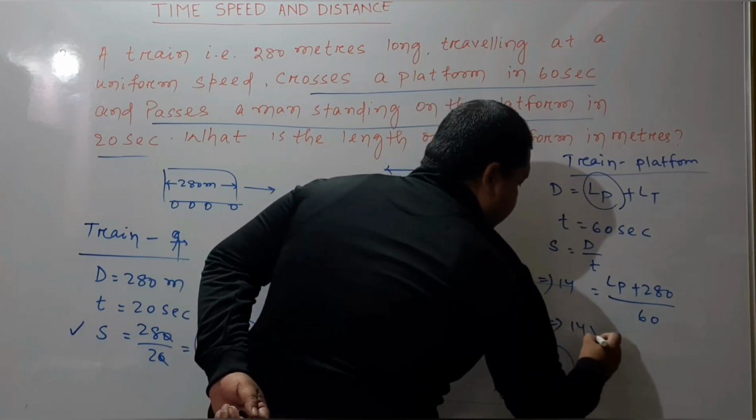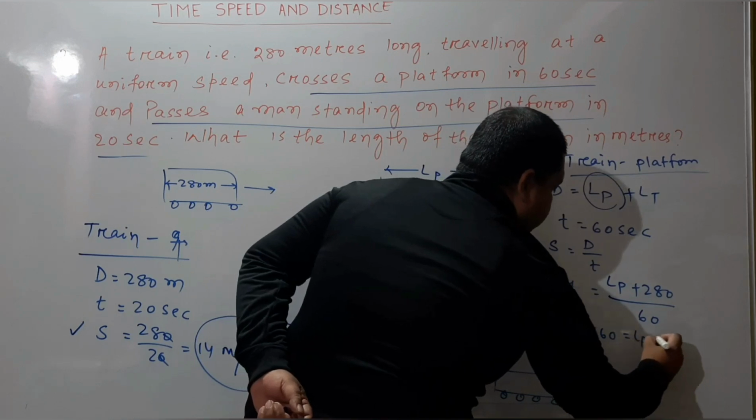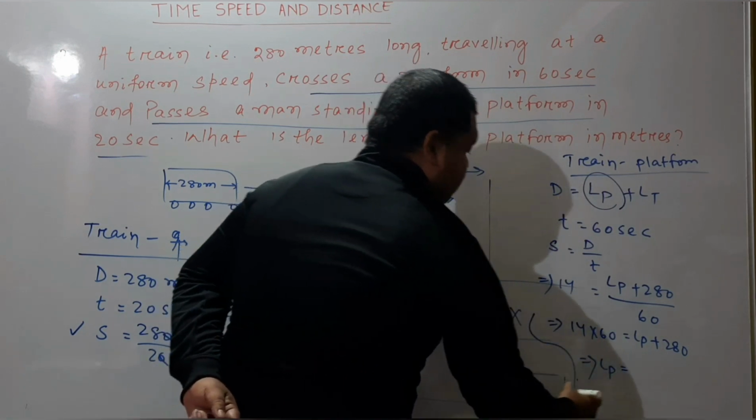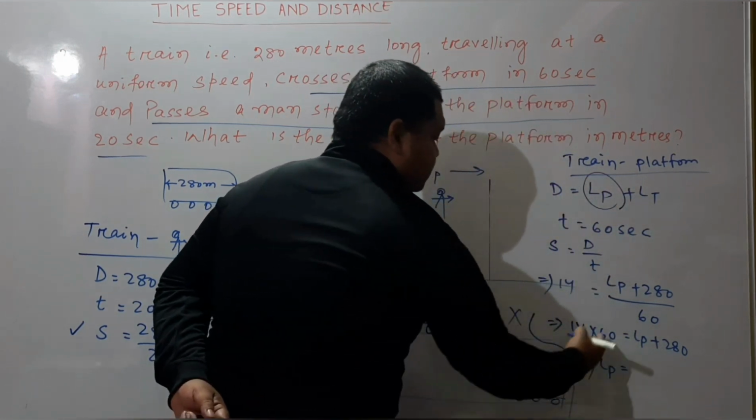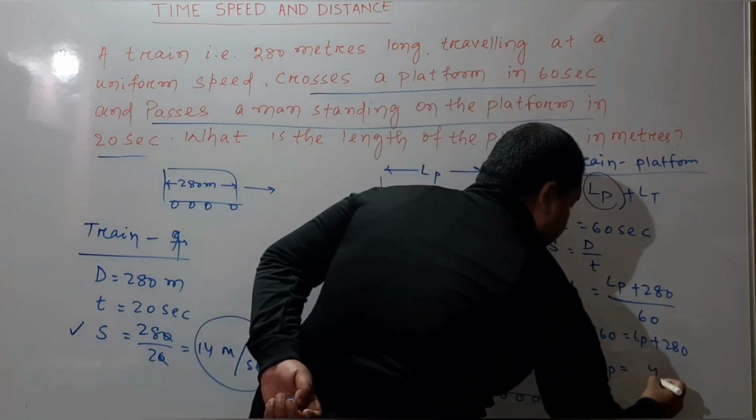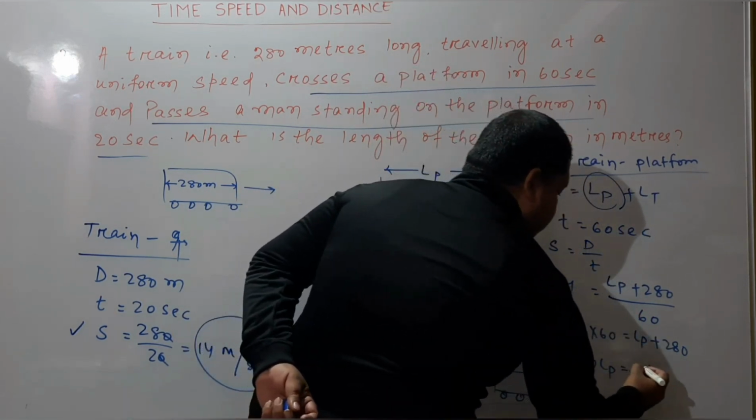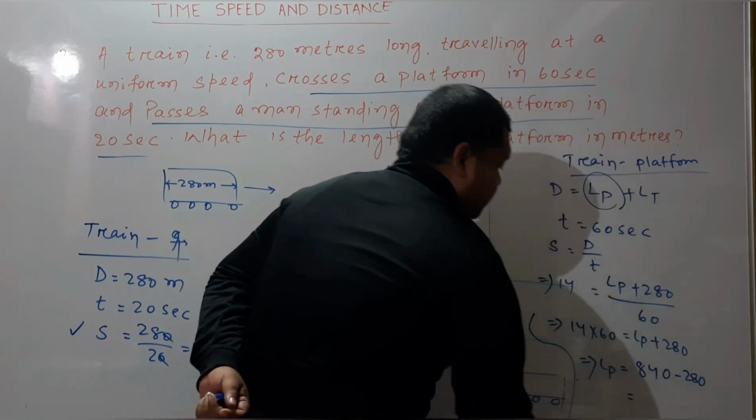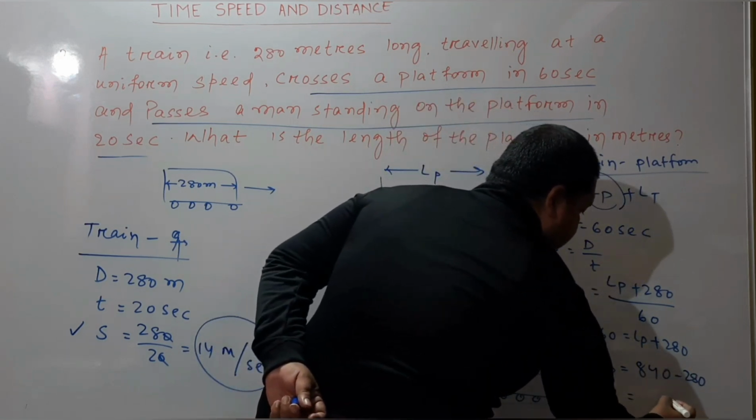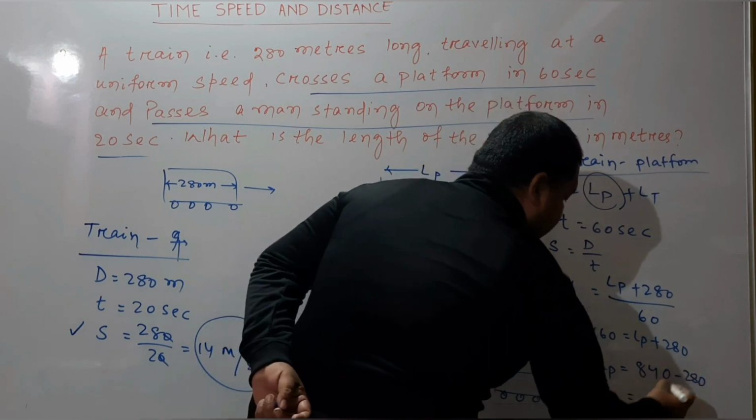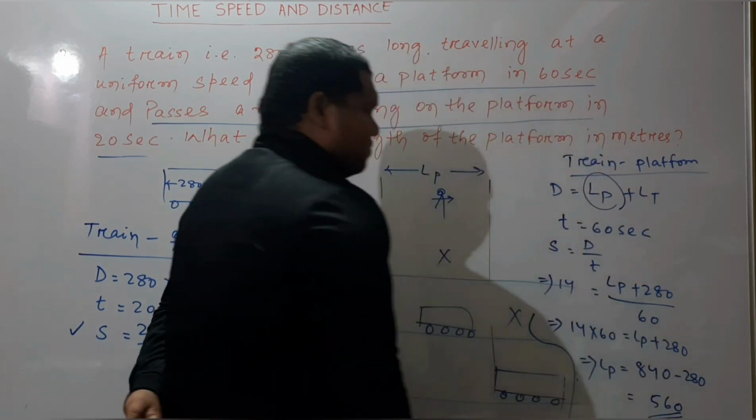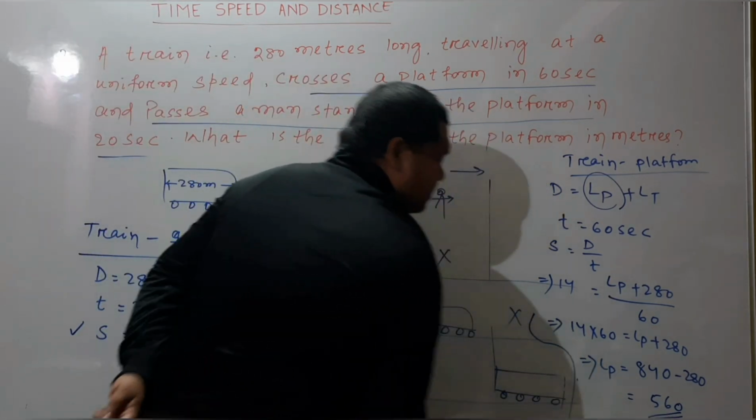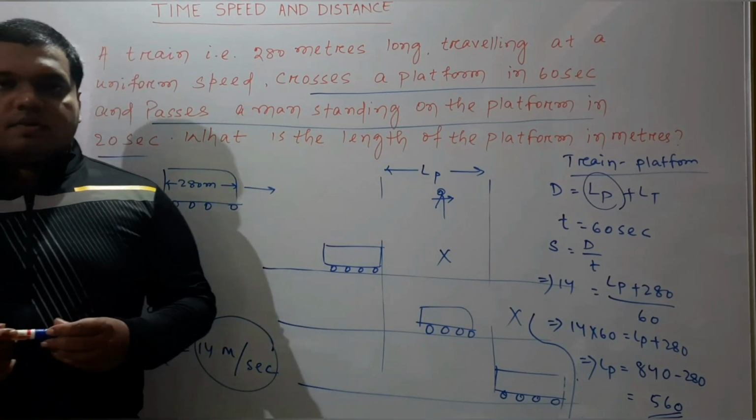Look, this is 14 into 60, that is equal to LP plus 280. This implies LP is equal to 14 into 60 minus 280. 14 into 6 is how much? 6 into 4, 24. 6 into 1, 6. This is 840. 840 minus 280. This is 0, 4 minus 8, borrow, this is 6, this is 7 minus 2, this is 5. So LP is 560 meter. LP, length of the platform, is 560 meter. Easy question. Thank you.